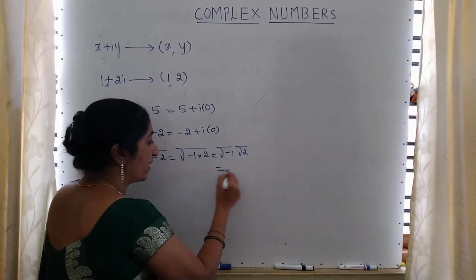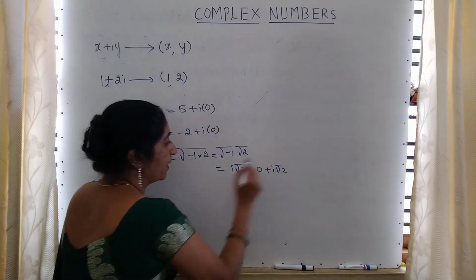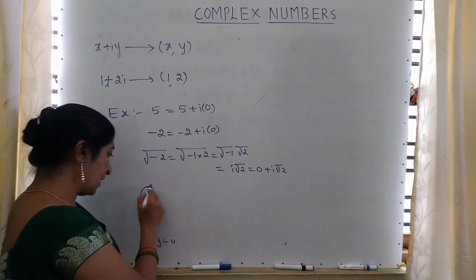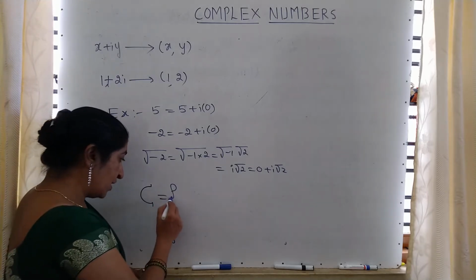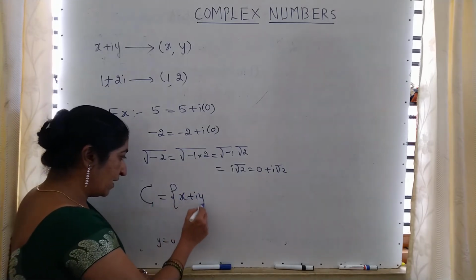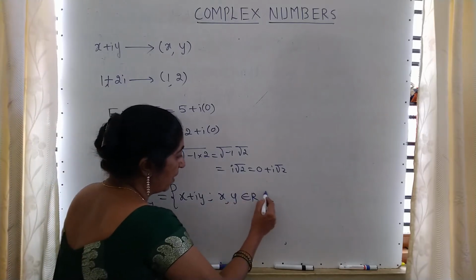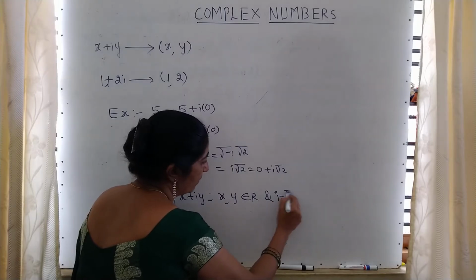And square root of minus 1 is i. So this will be 0 plus i root 2. So every number is a complex number, and C, the set C, denotes the set of complex numbers. So C is equal to x plus iy such that x and y belong to R and i is equal to square root of minus 1.